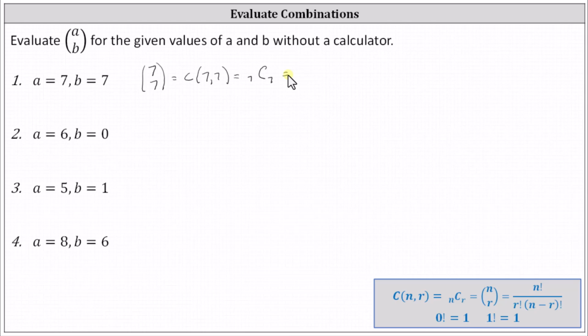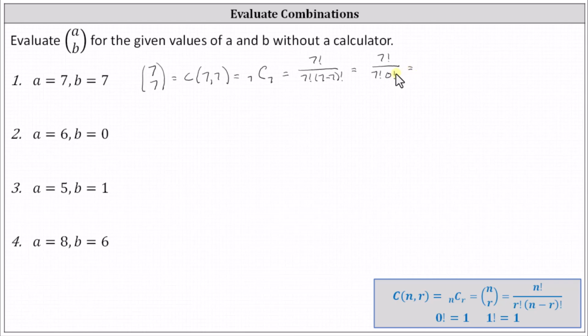In either case, to evaluate 7 choose 7, we use the formula n choose r equals n factorial divided by the product of r factorial and n minus r factorial, which indicates 7 choose 7 is equal to 7 factorial divided by the product of 7 factorial and 7 minus 7 factorial. Simplifying, we have 7 factorial divided by the product of 7 factorial and 0 factorial.